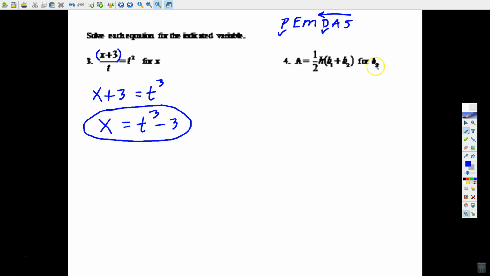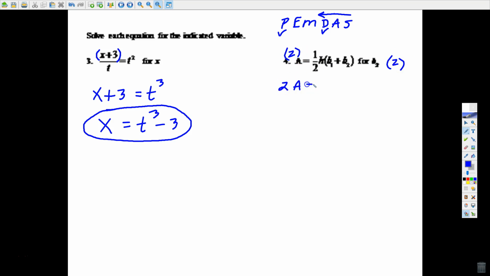For number 4, we're solving for this variable called b sub 2. So there's a lot involved here. We have multiplication by a half, we have multiplication by h, and then we're going to deal with these parentheses. So how do we undo multiplication by a half? Please don't say divide by a half. No complex fractions. Yes? Thank you. You multiply by 2, the multiplicative inverse property. So that's going to be my first step, and I'll show it like this.